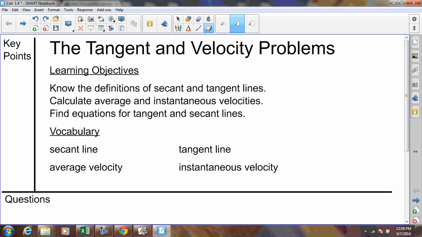Make sure you know what the secant is. You got to know how to do slope. You got to know how to build the equations.